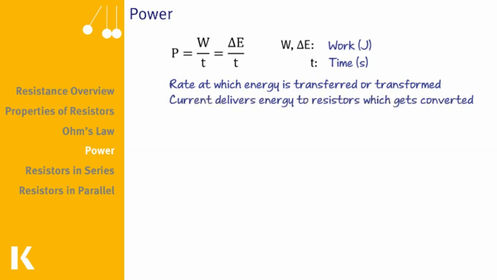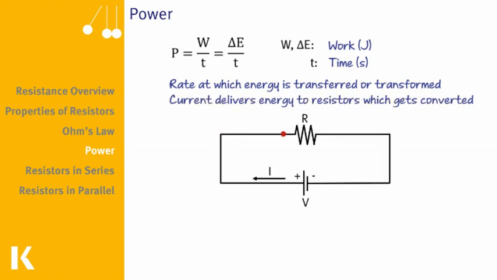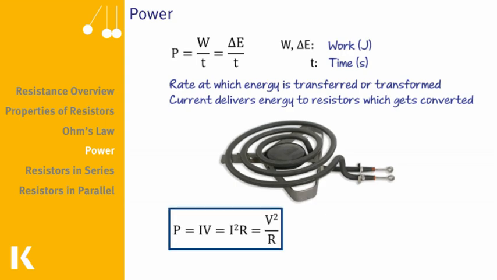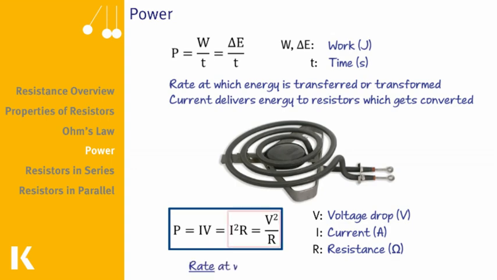Within a circuit, it is the current that drives charges to resistors. In the example we used before, the electric stove is a resistor that transforms energy into heat. Power can also be represented by a different combination of the same variables from Ohm's law. Remember, V, I, and R stand for the voltage, current, and resistance of the circuit. As can be seen most clearly in the final two iterations of this power equation, resistance is closely tied to the rate of energy transformation.